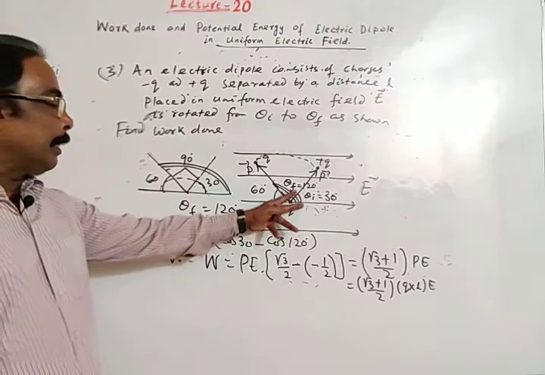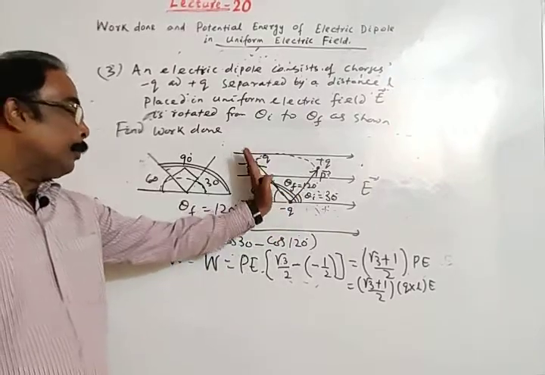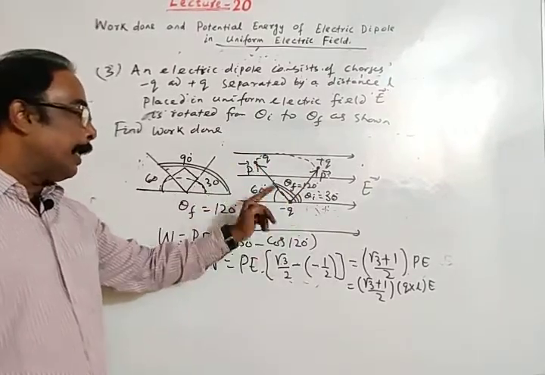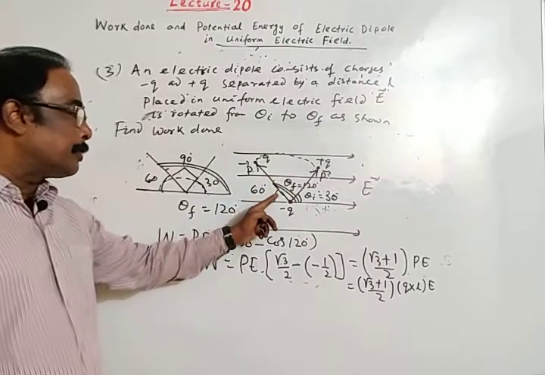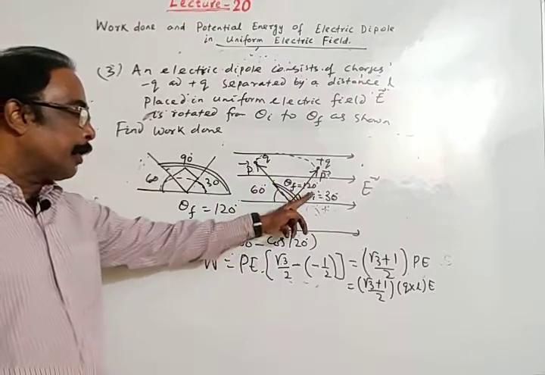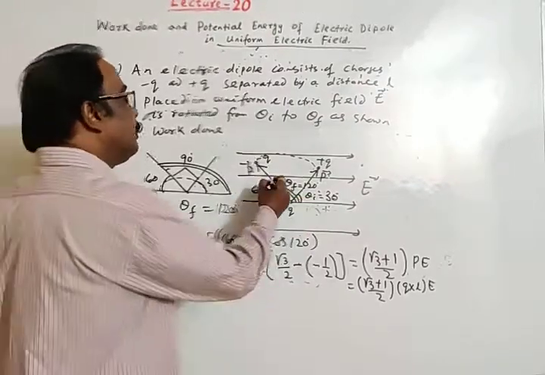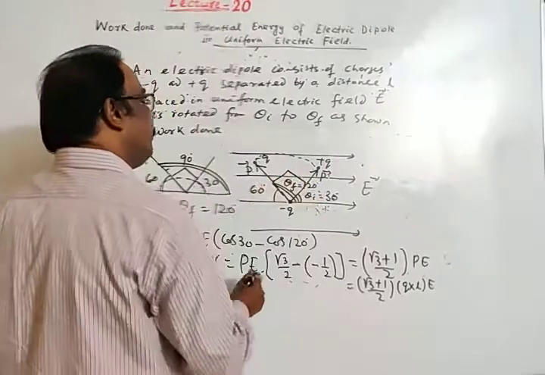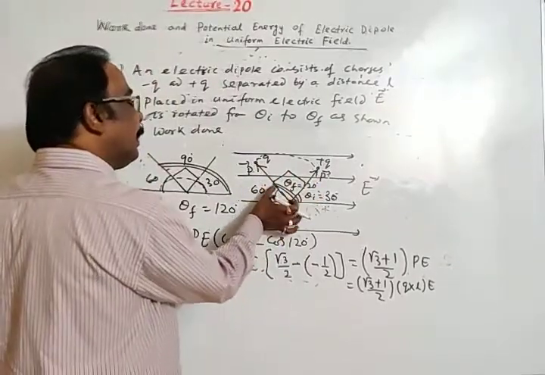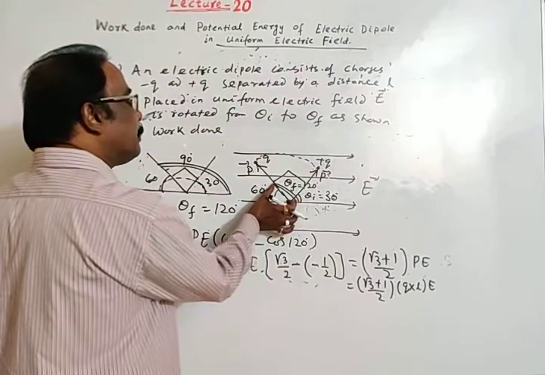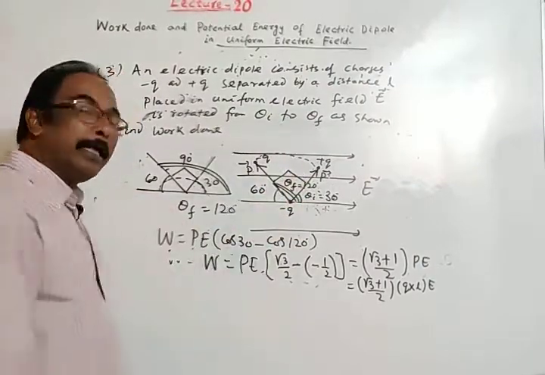Initial angle 30 degree, rotated to new position. Final angle is not given, but this angle is given. 60, 30, 90. So this angle is 90. So total angle, final angle is 30 plus 90 means 120 degree.